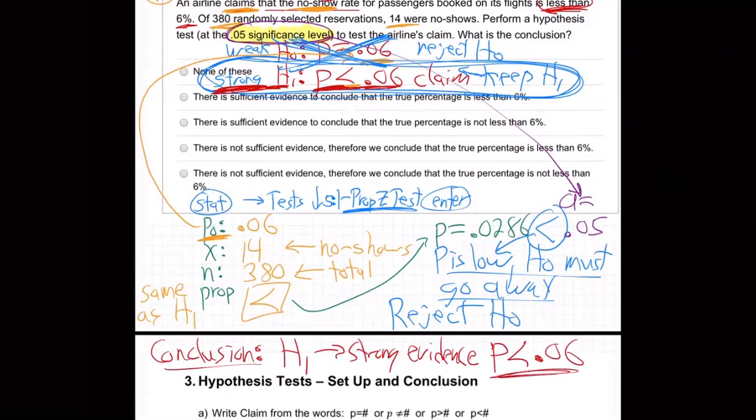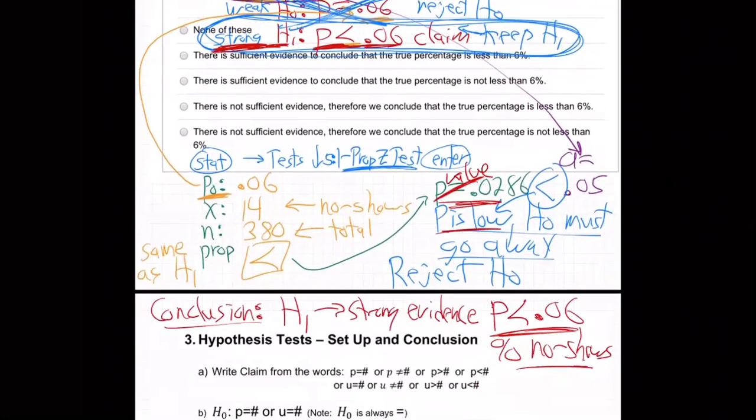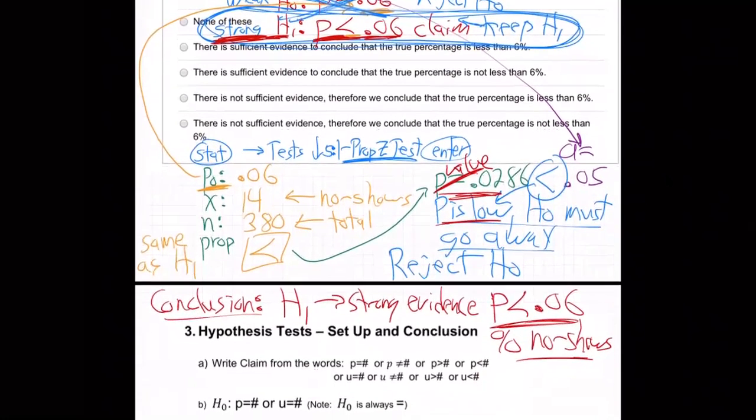Don't confuse this p with the p-value. I should write p-value here. We have a lot of p's going on here. So the p-value is low. There's strong evidence that the p, this means the percent of no-shows on the airplane, is less than 6%.